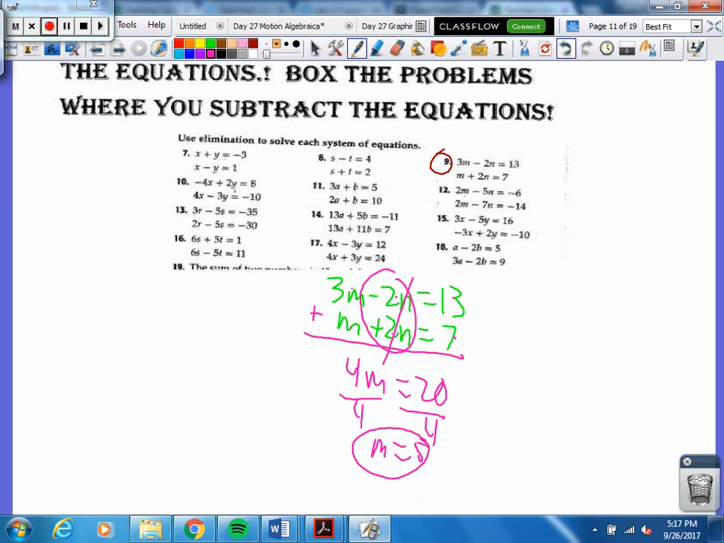All right, so let's plug in to one of these equations, doesn't matter. Let's plug it into the second one. Why? Because it's all positives. That's easy to work with. I don't have to mess with any negatives. So m is 5, right? So 5 for m plus 2n equals 7. Subtract 5. 2n equals 2. So n equals 1. There you go. m is 5, n is 1. We got it. No problem.